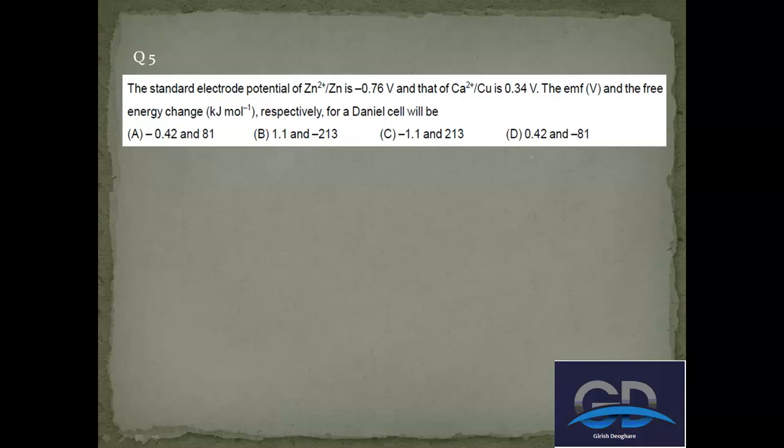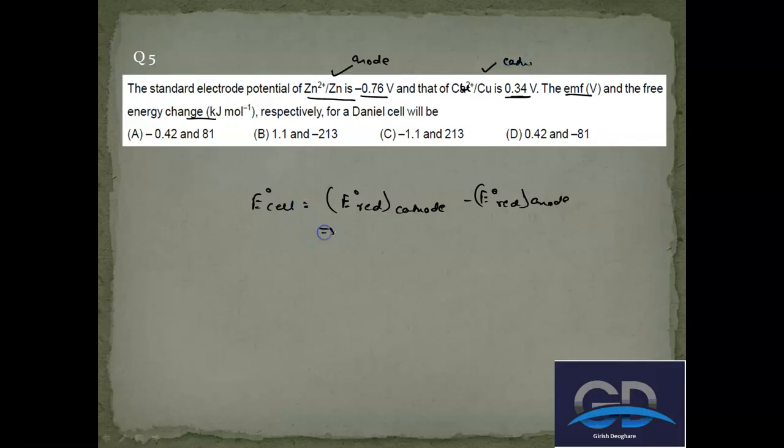Question number 5. The standard electrode potential for zinc is minus 0.76 volt, and that for copper is 0.34. This is basically a galvanic cell. The EMF and the free energy change respectively for this Daniell cell is. So we know that the EMF of a cell would be equal to the reduction potential of the cathode minus the reduction potential of the anode. Right, so zinc will be acting like an anode and copper will be acting like a cathode. So putting the value, this will be 0.34 minus minus 0.76. So the net resultant would be 1.1 volt.